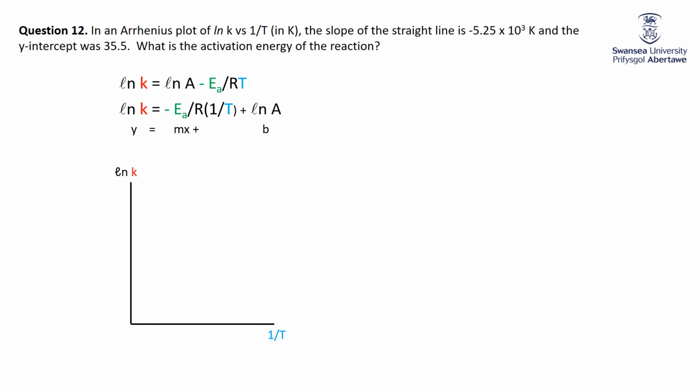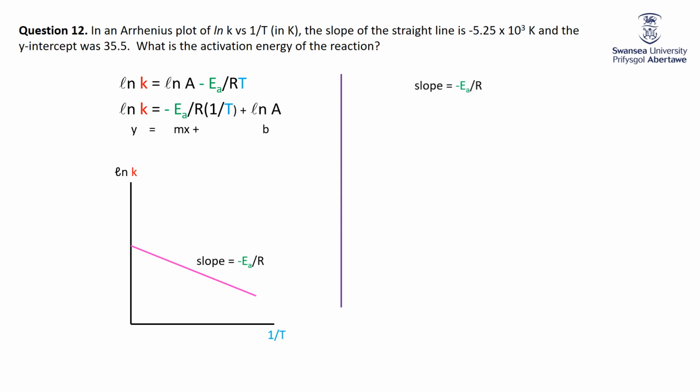Now that nice graph is going to have an intercept at log of A, so up here will be natural log of A, the intercept, and now the slope is going to be minus EA over R. Well, R is a positive number, EA is a positive number, so that tells me my slope is going to be negative. Determine k at different temperatures, plot log of k against 1 over T, you get a nice pretty straight line that has a slope of minus EA over R.